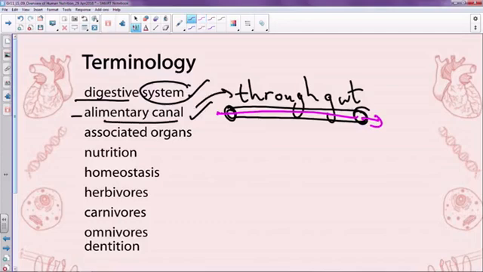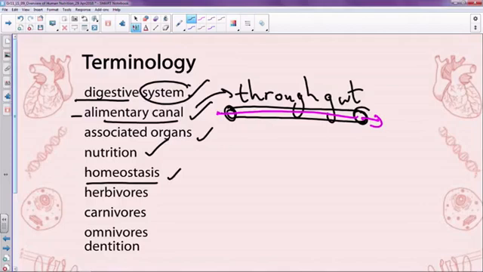Obviously, when we look at the alimentary canal, there are organs that are associated with the digestive system or the alimentary canal. By that we mean organs that are associated but do not directly form part of the digestive system. Nutrition is a term that refers to the way in which organisms acquire their food and how that food is ingested and then assimilated to be utilized.